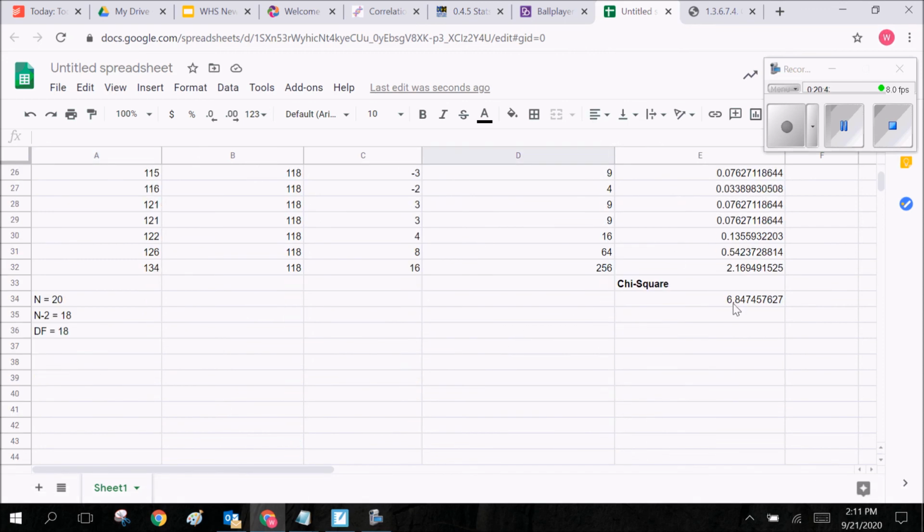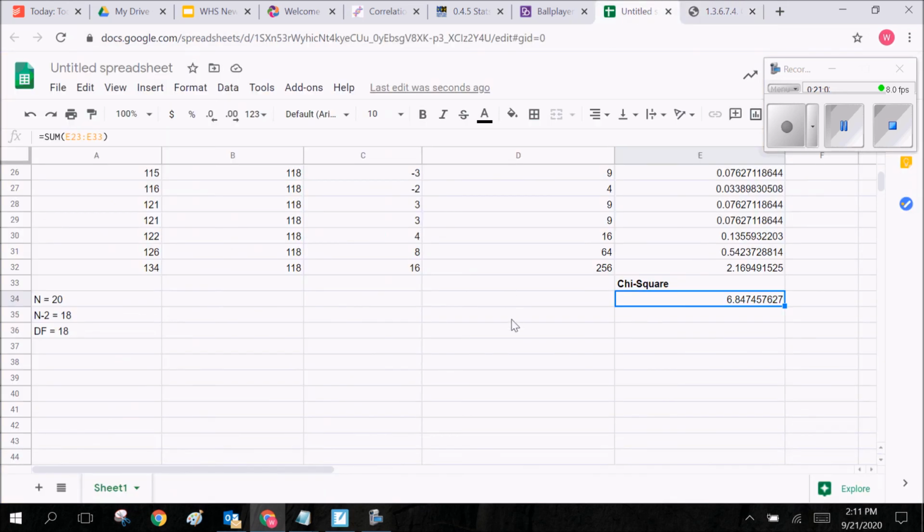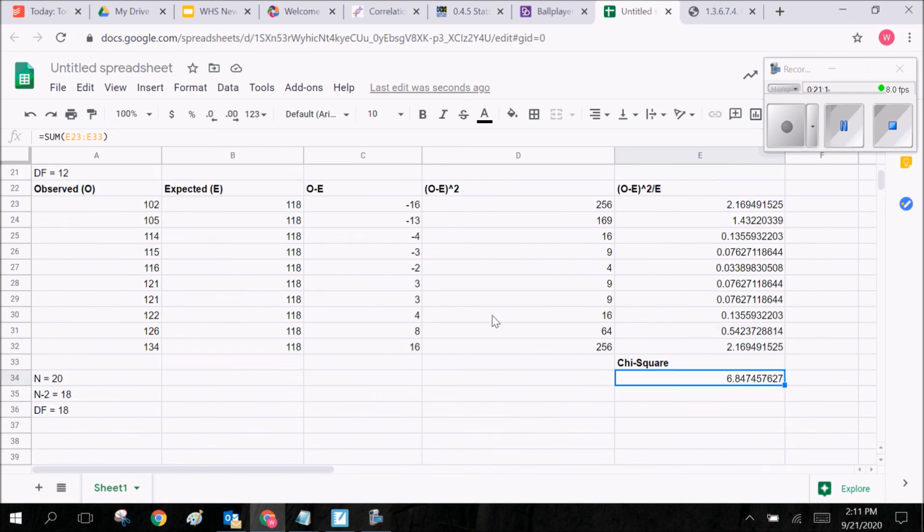Now over here for the chi-square, we have a chi-square of 6.84 and a degree of freedom of 18. So let's go to this chart and look at a degree of freedom of 18. You need 28 or higher in order to be significant. So here we are not going to be able to reject our null hypothesis. We have to fail to reject our null. In other words, there is probably no relationship between the month you're born and whether or not you become a baseball player.